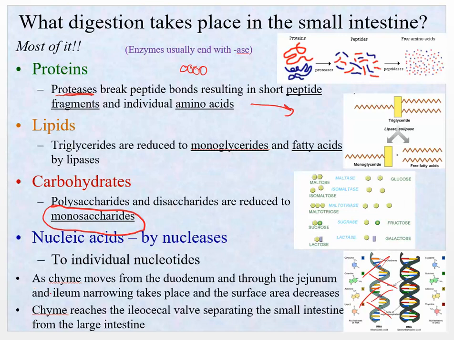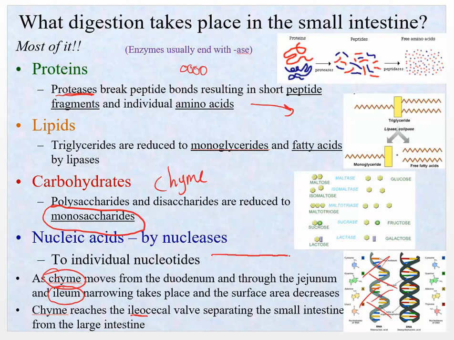So as chyme, and we're calling it chyme now, I think we mentioned that last time. We can't call it food anymore. Now it's mixed with stomach juices, fluid from the stomach, so it's not really food anymore, so now we call it chyme. As chyme moves from the duodenum and through the jejunum, which is the next part of the small intestine, and the ileum, which is the last part, narrowing takes place and the surface area decreases. Chyme reaches the ileum, the last part of the small intestine. So we've kind of moved down like that. It's gotten a little smaller.